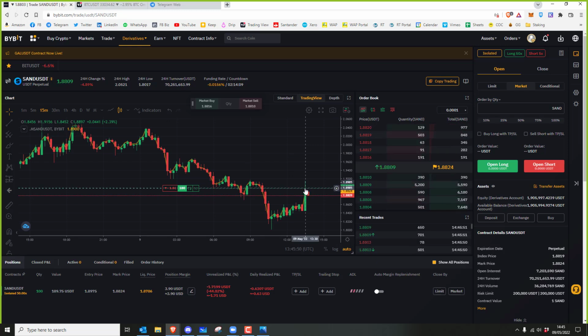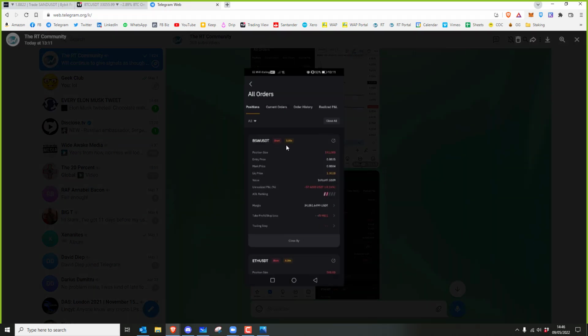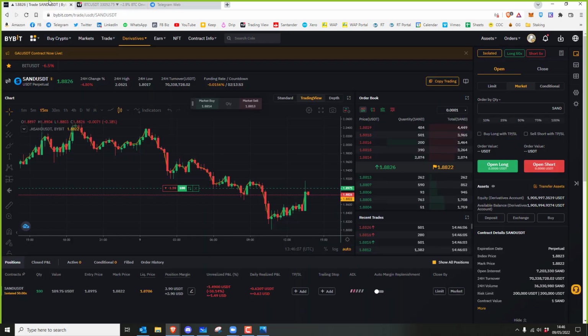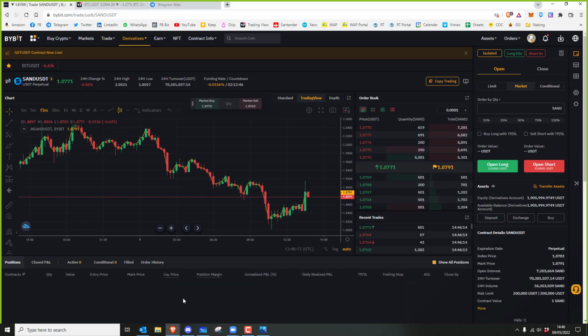Worth mentioning the difference between isolated and cross margin. Yeah, I'm coming on to that. So here's the thing with all my trades. Every time you see me place a trade, I will always be on isolated margin. It doesn't make too much of a difference for me because I'm quite calculated in how I trade, but it is important to note.